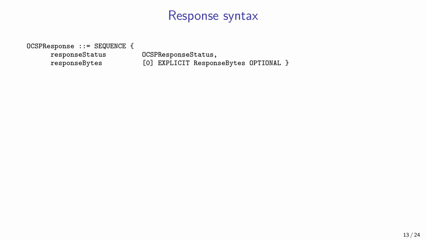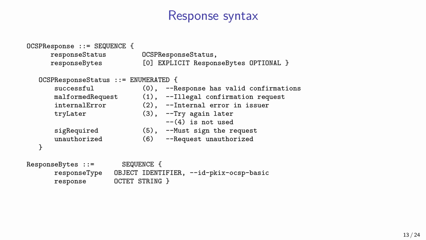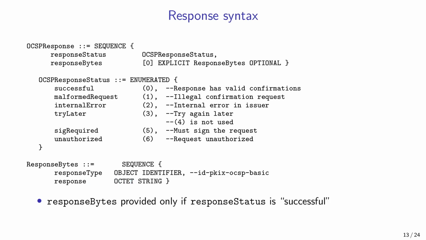The response is a sequence with two entries: response status, which contains whether the request has been successfully processed, and the response bytes that contain the actual response. Response status defines several error cases. If the status is successful, it will contain the code 0. Response bytes specifies the type of the response, usually corresponds to OCSP basic, and the response encoded as an octet string. Note that the response bytes field will be provided only if the response status field is successful. So this code here is 0.